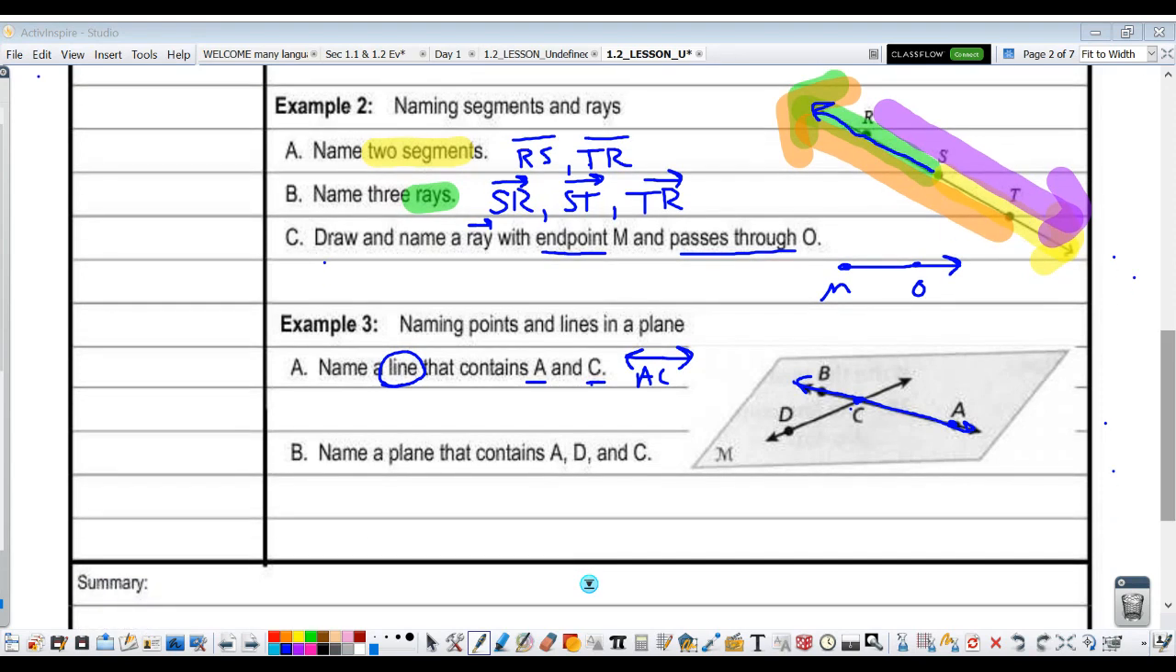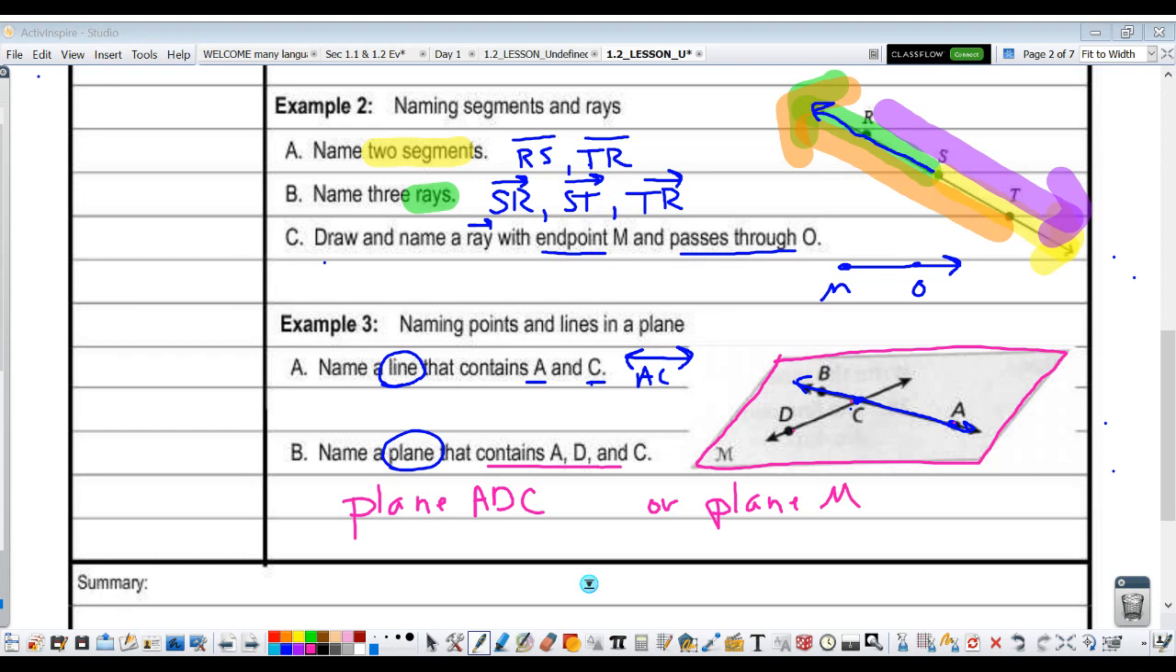3B, name a plane. So a plane is a flat surface that contains A, D, and C. So let's see, it contains A, D, and C. They're not together on a line. And so here's our flat surface. There's our plane. So I can say plane A, D, and C. Notice that I can also say plane M, because there's also a name there.